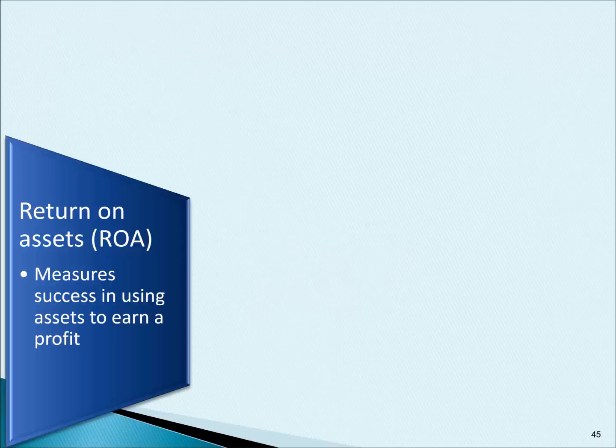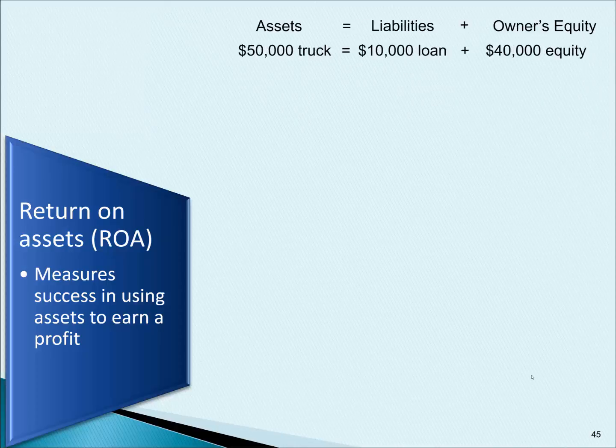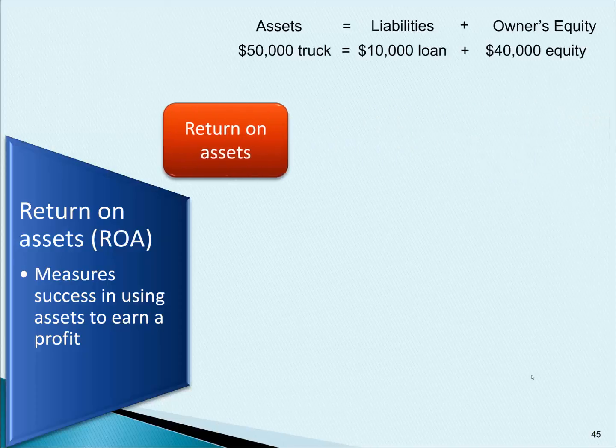Return on assets, also known as ROA, measures success in using assets to earn a profit. Before we talk about how to calculate, let's remember that assets are financed by two groups of people: creditors, those that loan money to the company, and owners. For instance, let's assume a company owns one asset, a truck. It is financed with a $10,000 loan, with the rest being equity of the owners. So this asset is financed by the bank, which owns $10,000 of the truck, and the owners, which own $40,000 of the truck.